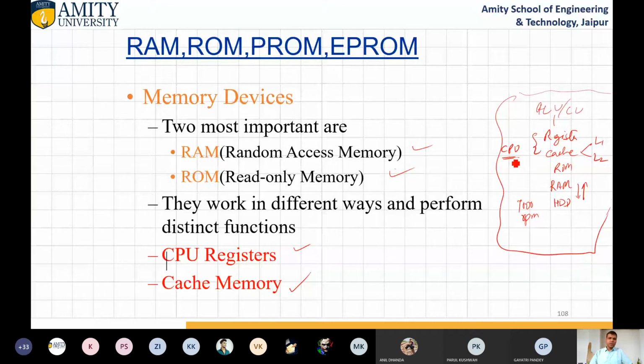So this is the CPU register, and the size of the CPU register is very limited. It may be 16 registers of 1 byte each or 2 bytes each, so the maximum size is 16 byte, or 64 byte, or 128 byte. This is the size of a register, and cache memory size is typically 2 MB or 4 MB, not more than that.